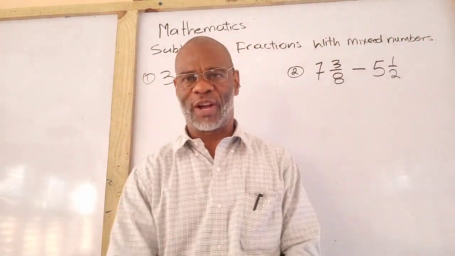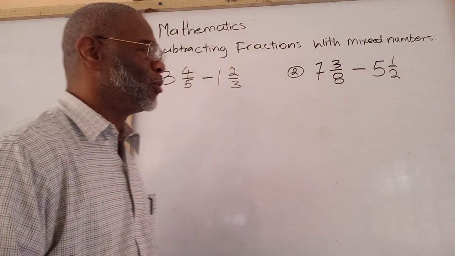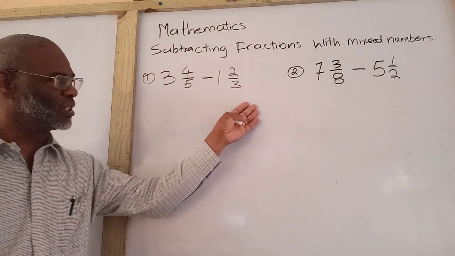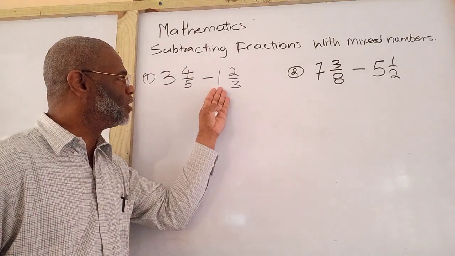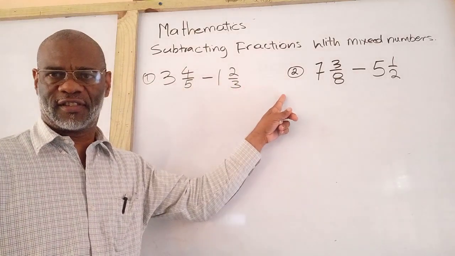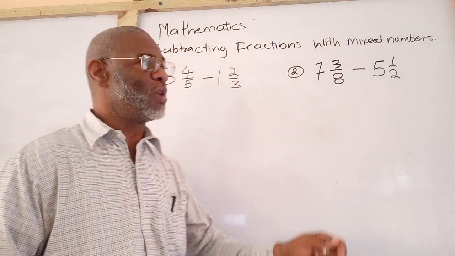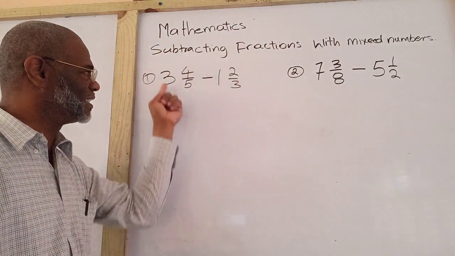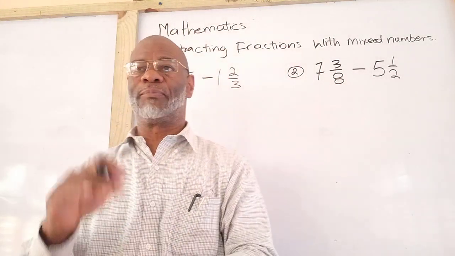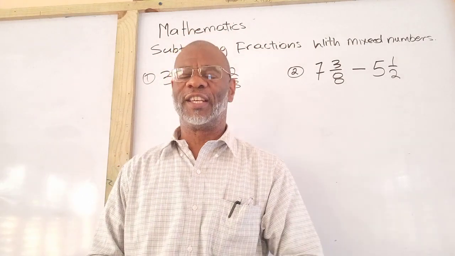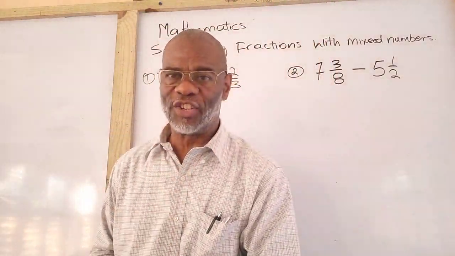All right, so subtracting fractions with mixed numbers. Now, here we have two questions. We have 3 and 4/5 minus 1 and 2/3. Like we did in our last session, we are going to convert these mixed numbers to improper fractions. And remember, we said an improper fraction is one in which the numerator is bigger than the denominator.